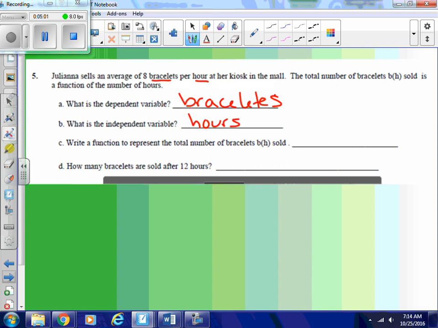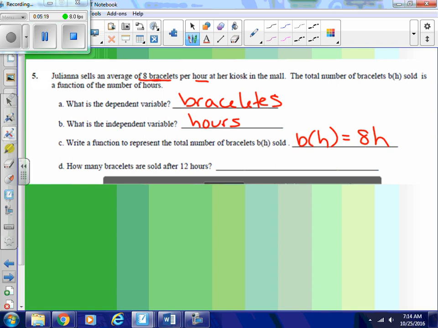Write a function to represent the total number of bracelets B of H. So what does B of H equal? Let's go back to the story. It says she sells 8 bracelets per hour. Well, that's our rule. It's 8 times our number of hours.